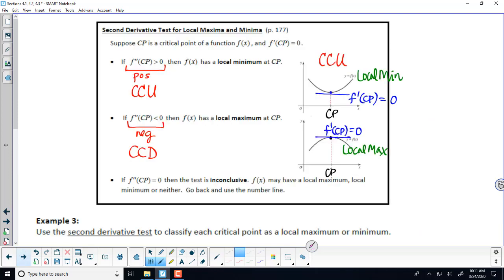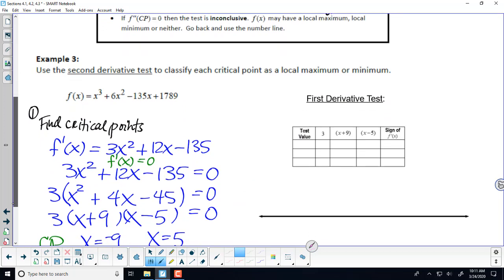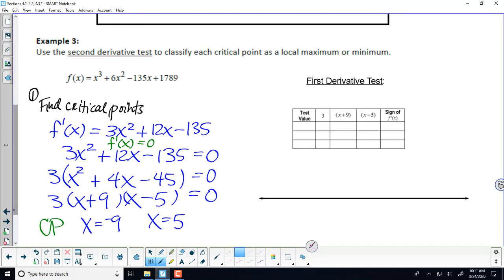All right, so then we actually talked about a first derivative test for local max and min and a second derivative test for local max and min. So we had started an example, which I hate ending in the middle, so we're going to finish it. We had started this example 3, and we said, let's use the second derivative test to classify a critical point as local max or min. But we're going to do both. We're going to do the first derivative test as a review, and then we'll compare, make sure we get the same results with the second derivative test.